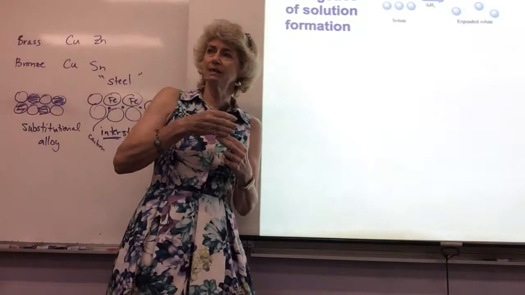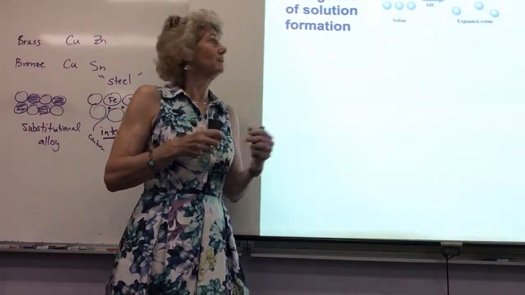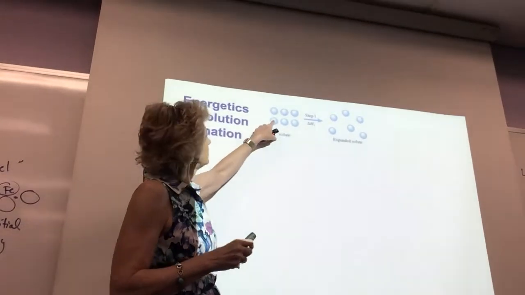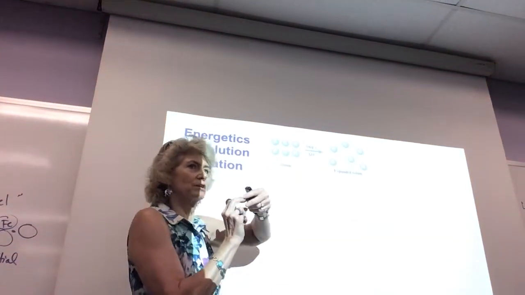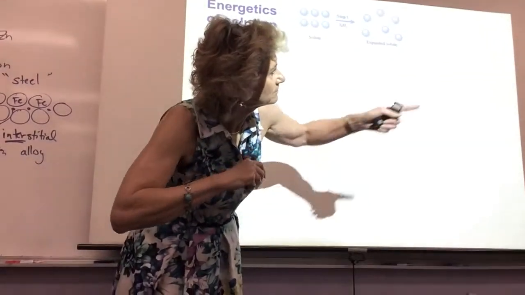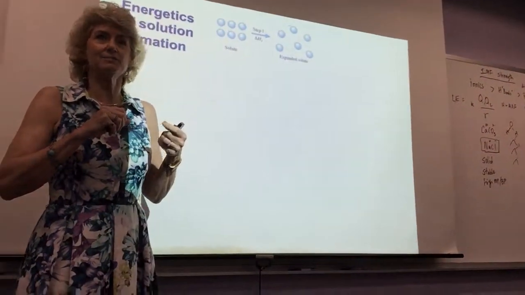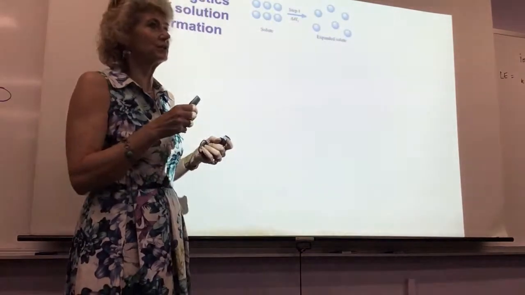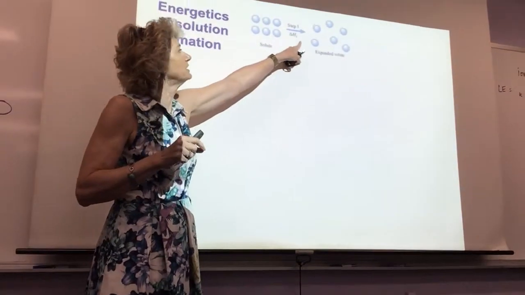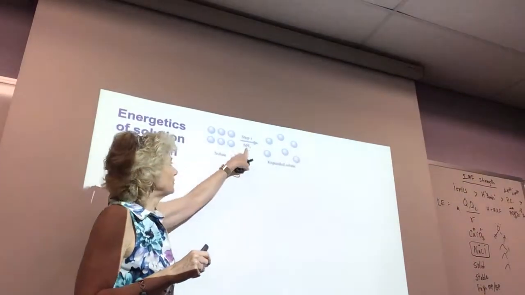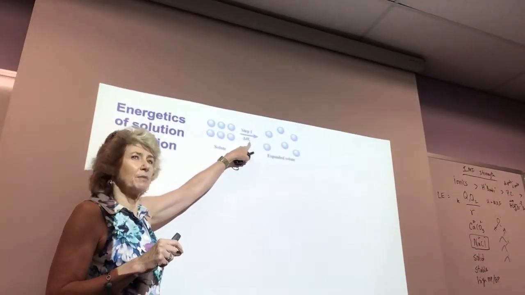So here's how it works. If you could zoom in and look at the molecules or ions. Let's say you have sugar, or let's use sodium chloride. Sodium chloride, big, huge crystal. What's holding those together? Ionic IMFs, known as what? The lattice energy. You have to put a lot of energy in to separate the ions. So this is endothermic. It says delta H1. That's a positive number.